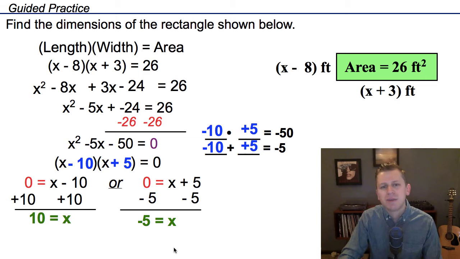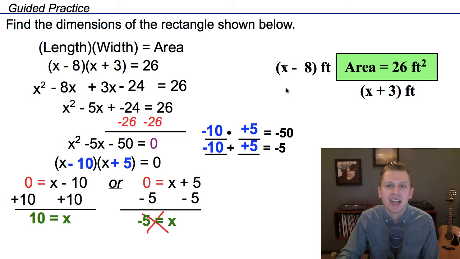Now, one thing that makes this problem different from others is we get two solutions here, and we actually don't need both of these x values. Remember that we're trying to find the dimensions of a rectangle, and when you're talking about dimensions, they have to be positive numbers. Maybe the length of the rectangle is 15 feet. It couldn't be negative 15 feet. That wouldn't make any sense. So in this case, we can forget about or reject this x equals negative 5, since that won't give us any positive dimensions.